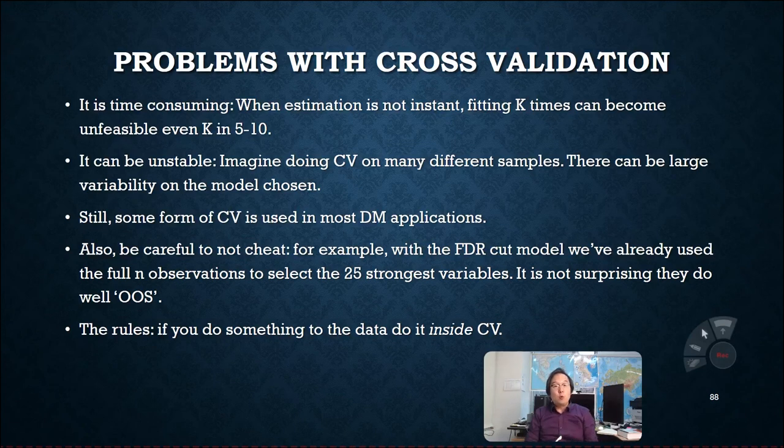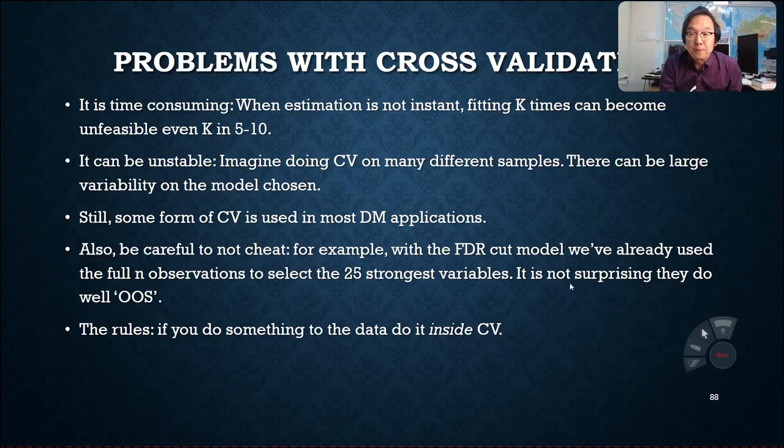Also, be careful not to cheat. For example, with the FDR, false discovery rate cut model, 25 variables in the semiconductor regression. We've already used the full N observations to select the 25 strongest variables. It is not surprising they do well in out-of-sample tests. The rule is, if you do something to the data, do it inside cross-validation.